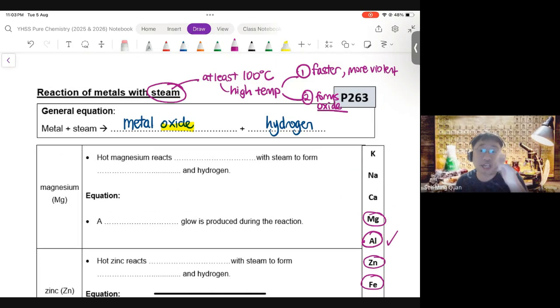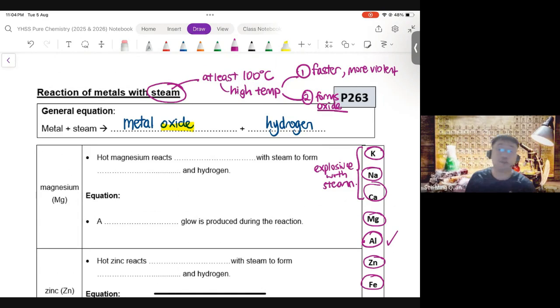Then how about potassium, sodium, calcium? Do they not react with steam? Are they unreactive? Well, they cannot be unreactive. You have learnt that potassium, sodium, and calcium, they occupy the top positions in the reactivity series. This means that they are super reactive, very reactive. In fact, they are so reactive, they are actually explosive with steam.